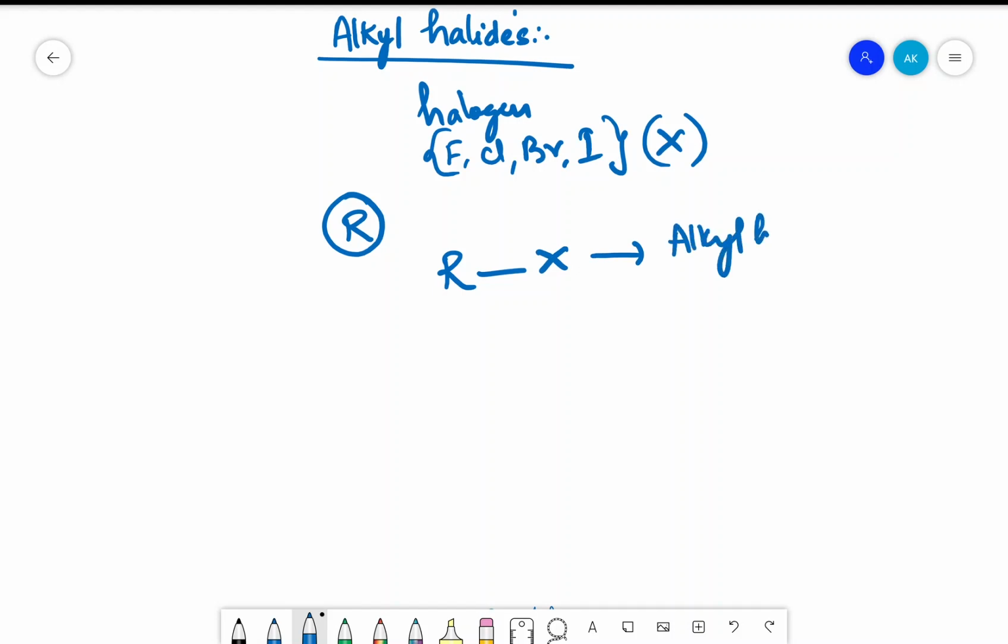alkyl halides. If you have CH3 instead of R attached to Cl, it is called methyl chloride. The functional group is X, here in this case Cl.